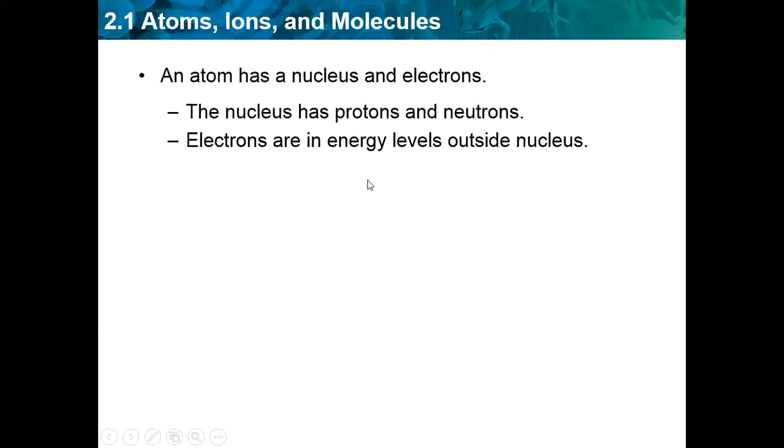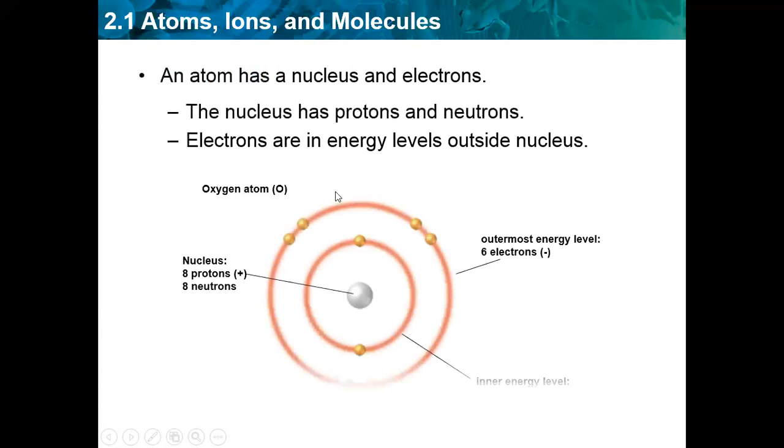Electrons are in energy levels outside the nucleus. If, for example, you have a nucleus in the middle, the electrons will be in the energy levels on the outside. This is an example of a basic atom. It is an atom of oxygen. Looking at this, the nucleus is like the middle of the oxygen atom. It has 8 protons and it has 8 neutrons.